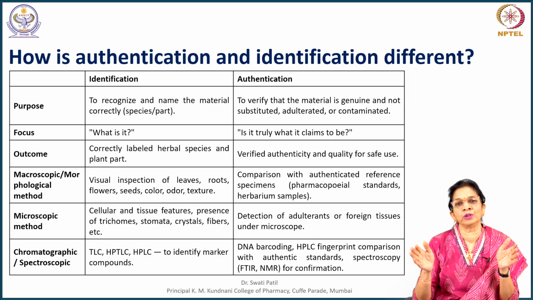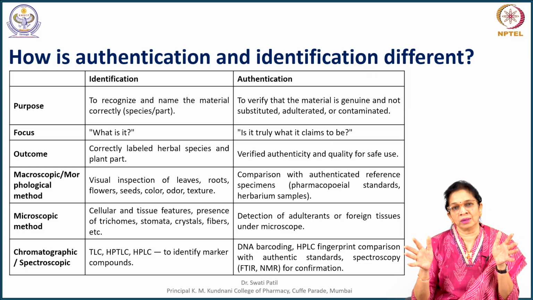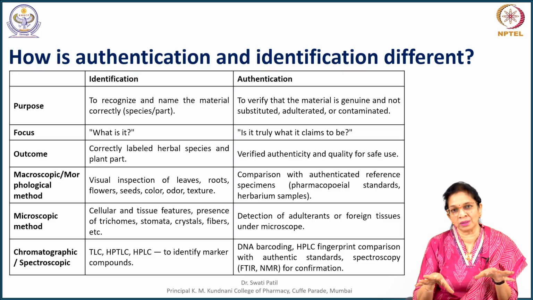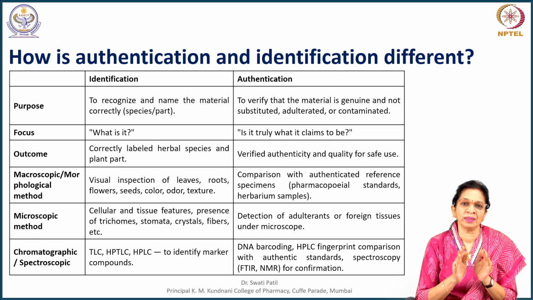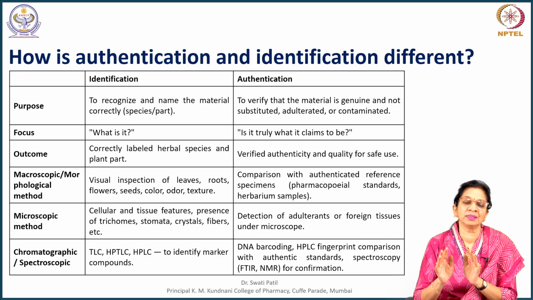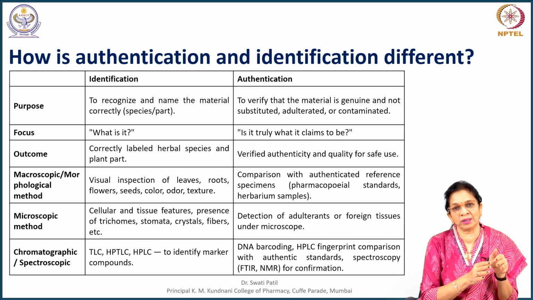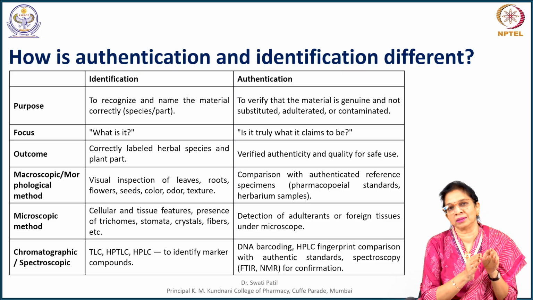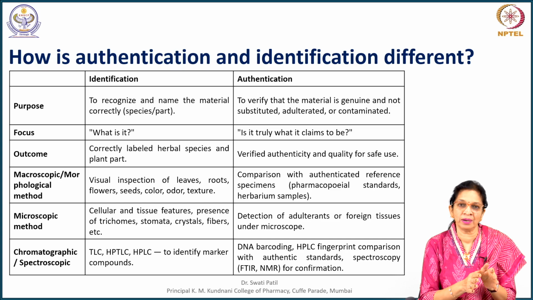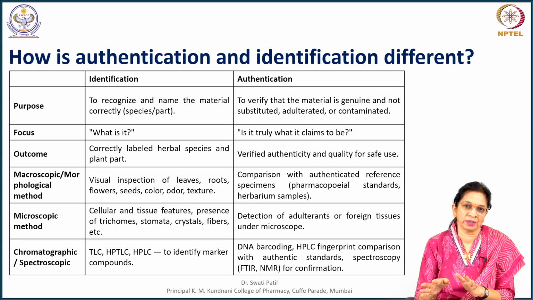So, when you have a large batch of this material, when you look at the material and ensure that the entire batch by random sampling contains only that herb, then this is said to be authenticated. When we look at a small batch and identify it, that restricts us to say that the herb is only identified and not properly authenticated.